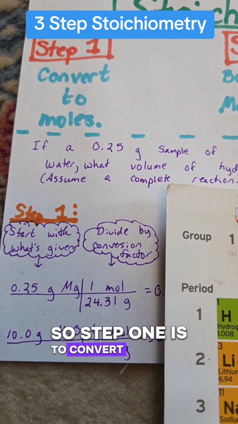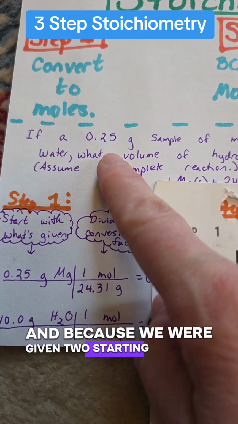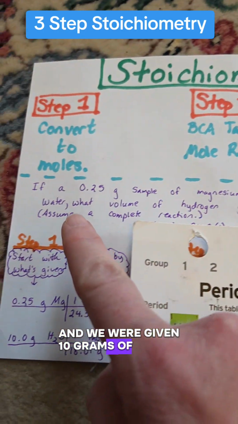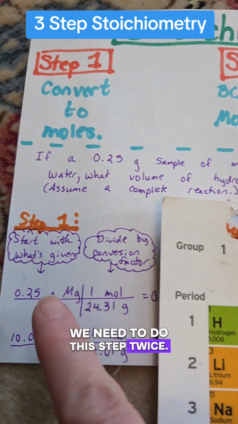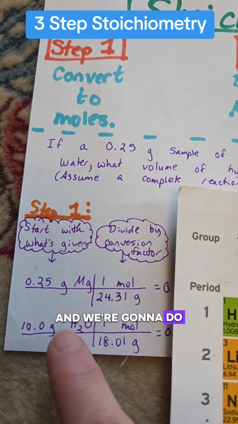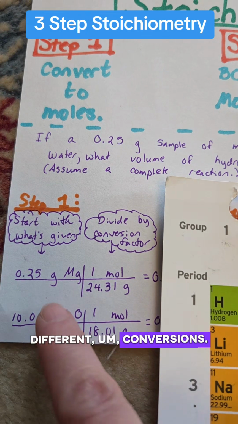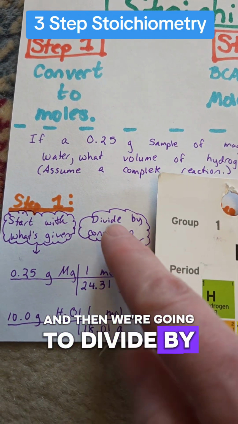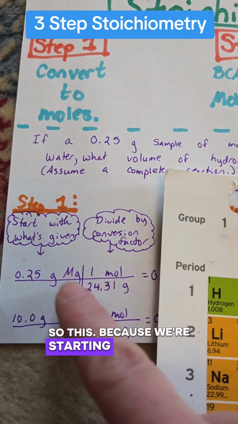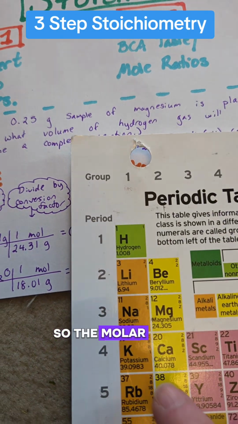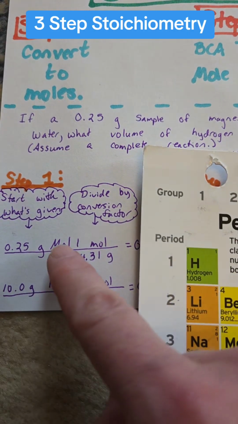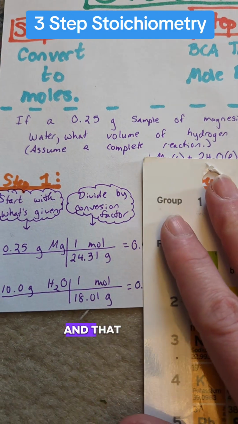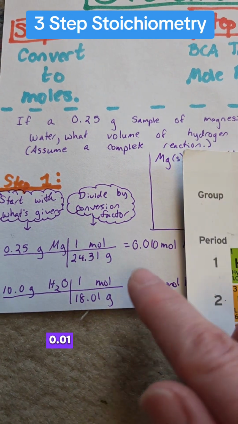Step 1 is to convert to moles, and because we were given 2 starting amounts, 0.25 grams of magnesium and 10 grams of water, we need to do this step twice. You always start with what's given, and we're going to set this up in 2 different conversions. So 0.25 grams of magnesium from the problem, and then we divide by the conversion factor. Because we're starting with mass, we use the molar mass. The molar mass of magnesium is 24.3. So 0.25 times 1 divided by 24.3 gives you, for magnesium, 0.01 moles.